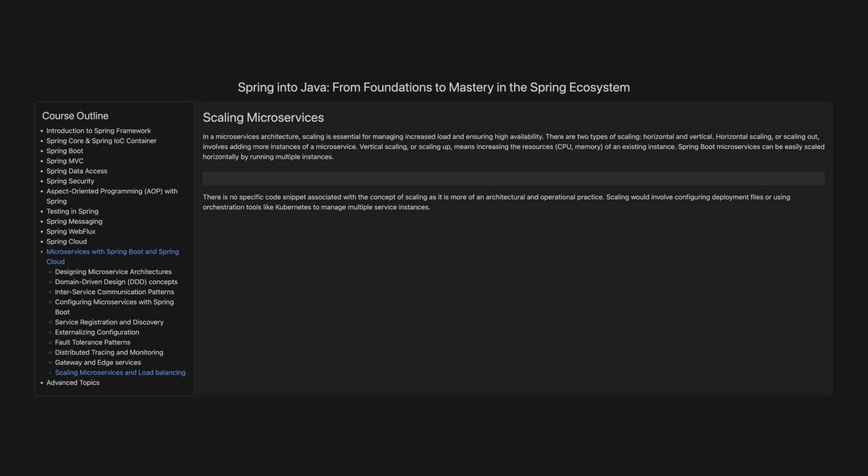Scaling microservices and load balancing. In a microservices architecture, scaling is essential for managing increased load and ensuring high availability. There are two types of scaling, horizontal and vertical. Horizontal scaling, or scaling out, involves adding more instances of a microservice. Vertical scaling, or scaling up, means increasing the resources, CPU, memory, of an existing instance.